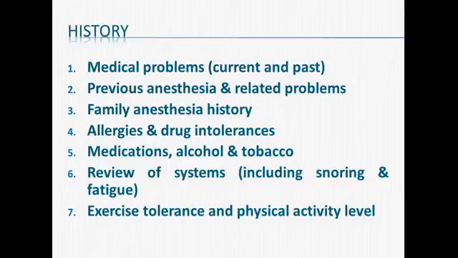In history, we ask for medical problems, current and past, previous anesthesia and related problems, family anesthesia history, allergies and drug intolerance, medications, alcohol and tobacco. Review of systems includes snoring and fatigue, and lastly, exercise tolerance and physical activity level.